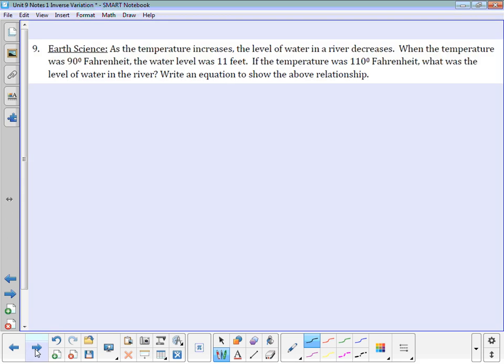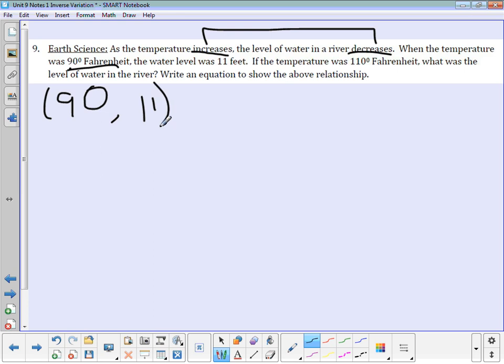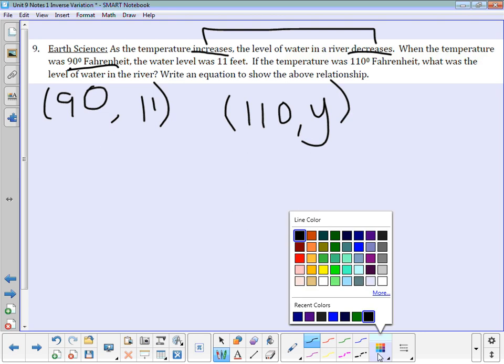As the temperature increases, the level of the water decreases. So right there, if one's going up while the other is going down, that tells you that it's inversely related. When the temperature was 90 degrees Fahrenheit, so I'm going to write that as a coordinate point. When it was 90 degrees Fahrenheit, the water level was 11. If the temperature is 110 degrees Fahrenheit, what is the level of the river?